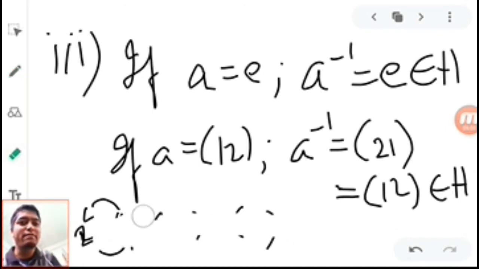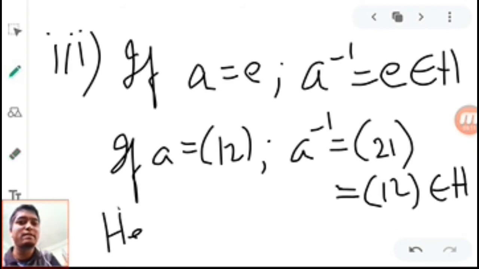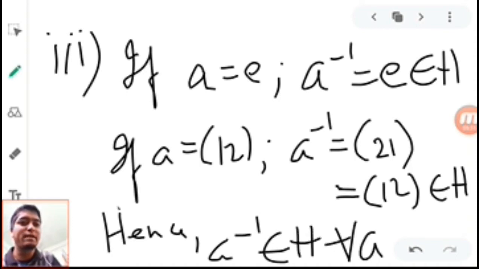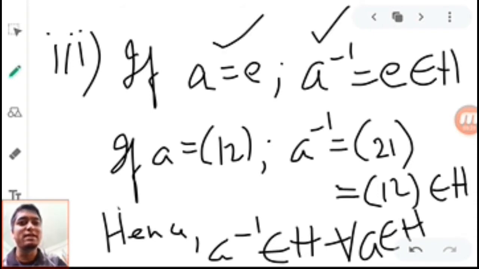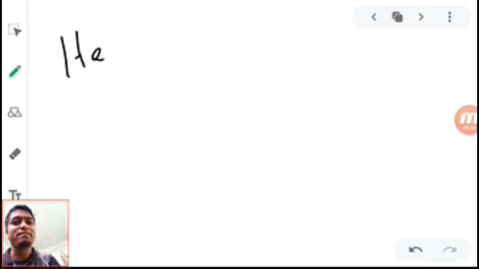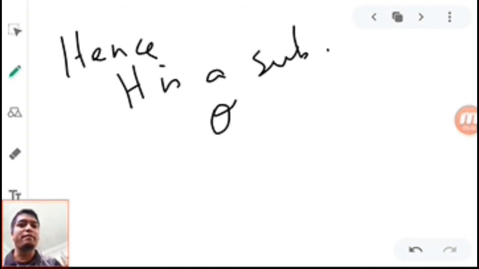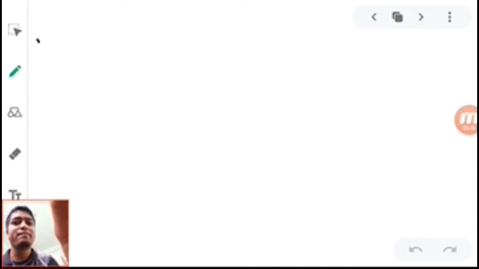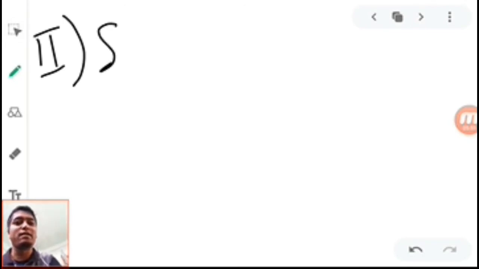So what can we say from all of this? We can say that a inverse belongs to H for all a belongs to H. If you take a belongs to H, you are getting a inverse belongs to H. If you take another a belongs to H, you are getting a inverse belongs to H. So hence a inverse belongs to H for all a belongs to H. Hence H is a subgroup of G. Now we will show that H is not normal in G.